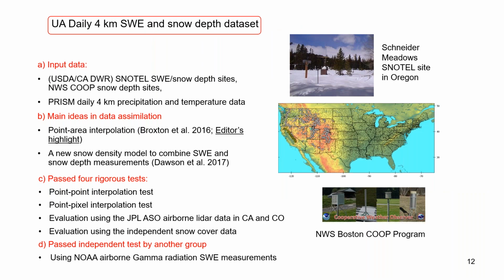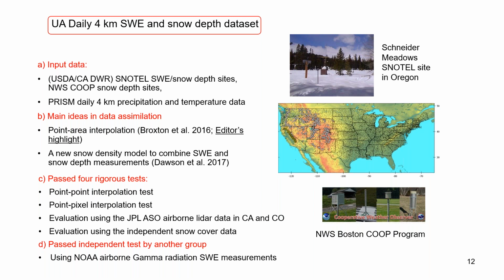The inputs of our data are from the SNOTEL, snow course, and snow depth sites, in the middle panel indicated by the white squares and triangles in California, along with tens of thousands of NWS co-op snow depth sites indicated by those black dots. We also use the PRISM daily 4-kilometer precipitation and temperature data.